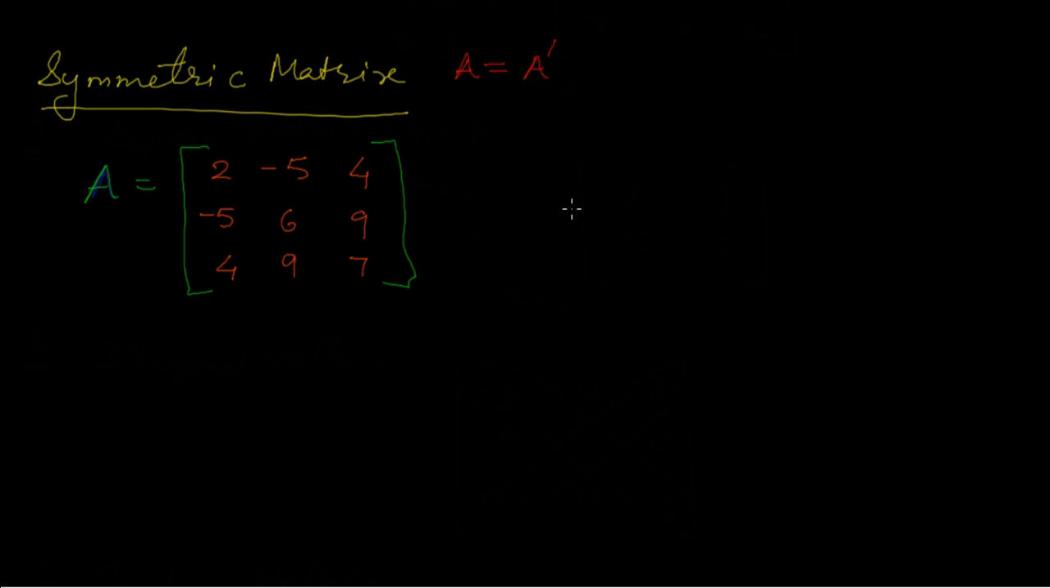So A transpose. I have already explained how to get the transpose of a matrix. We just have to convert the columns into rows and the rows into columns. So we convert this row into a column: 2, -5, 4, this row into a column: -5, 6, 9, and this row into a column: 4, 9, 7.